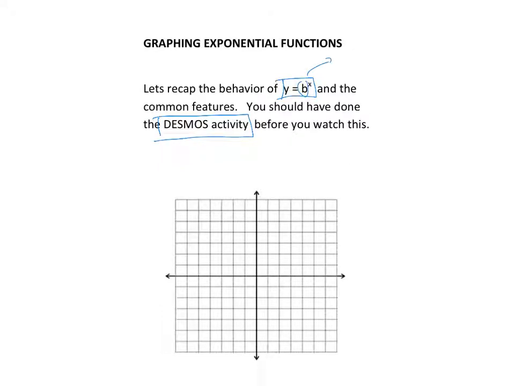So we know that there are conditions for b, restrictions. b has to be positive and b cannot be 1. Because if b is equal to 1, well, 1 to the power of x, anything with base 1 will be 1, 1, 1. So in other words, you're going to get a straight line, and we don't consider that as an exponential function.